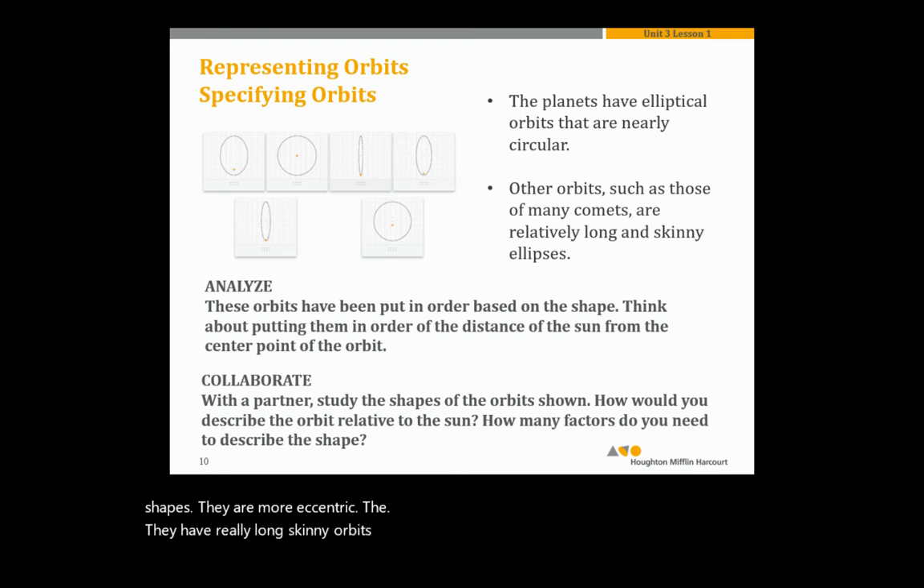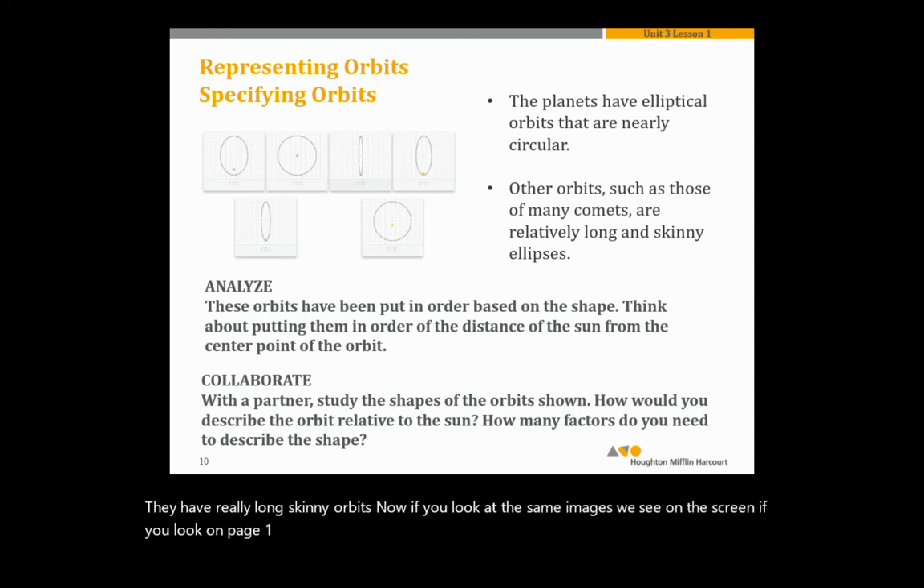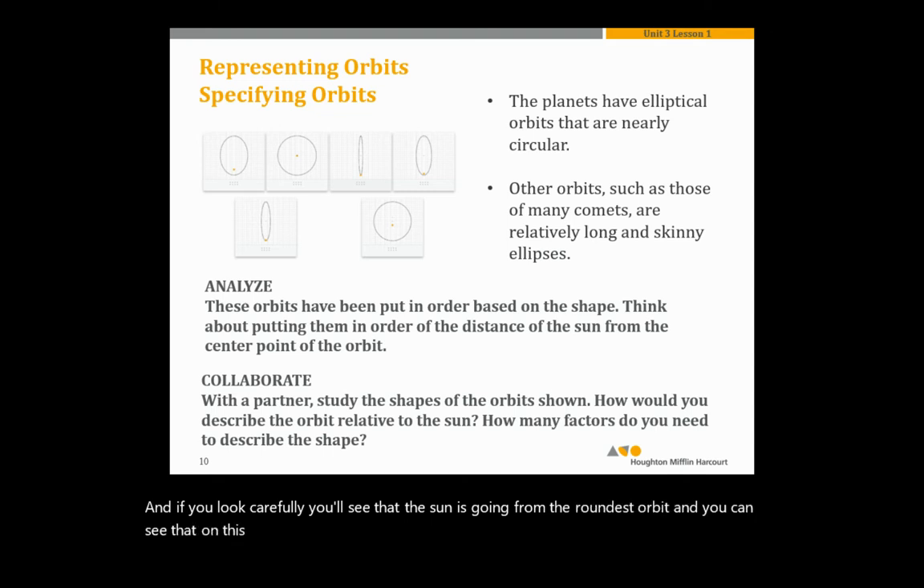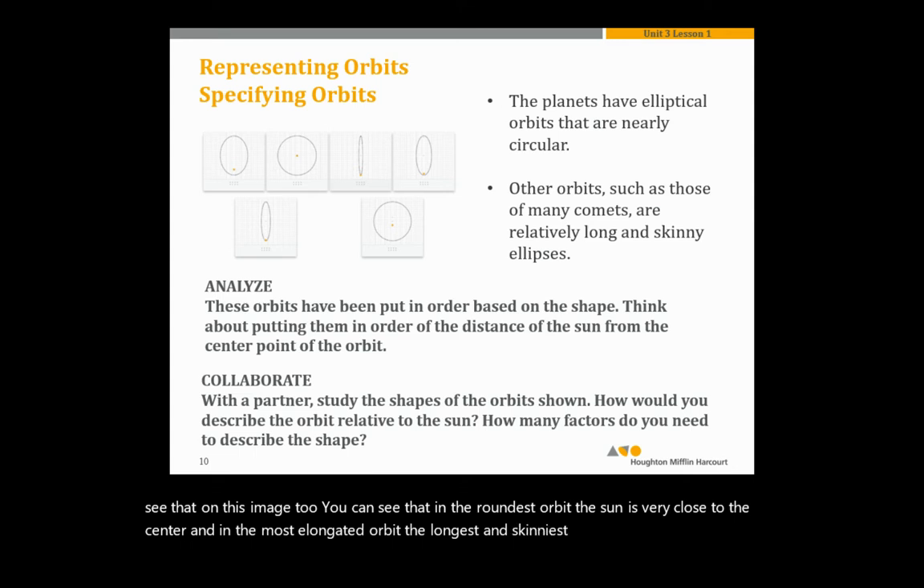Now, if you look at the same images we see on the screen, or on page 123 in your textbook, you see that these images are put in order from roundest to most elongated. You can see that in the roundest orbit, the sun is very close to the center. And in the most elongated orbit, the longest and skinniest orbit, the sun is closer to the edge.